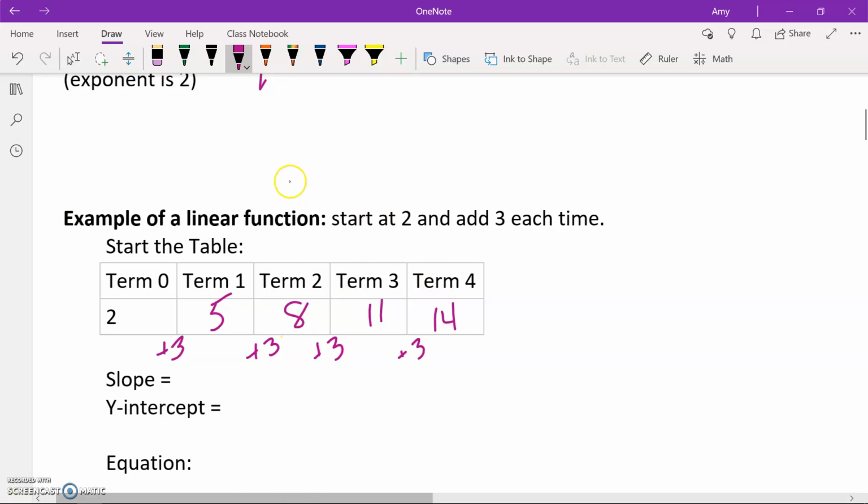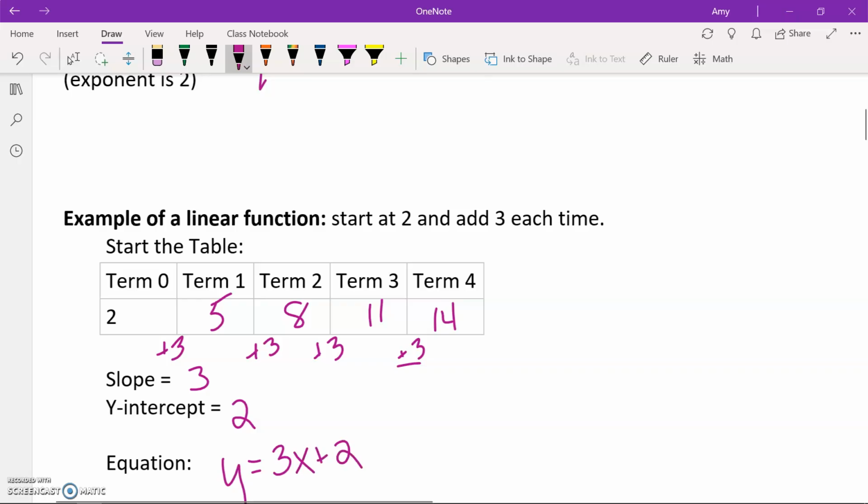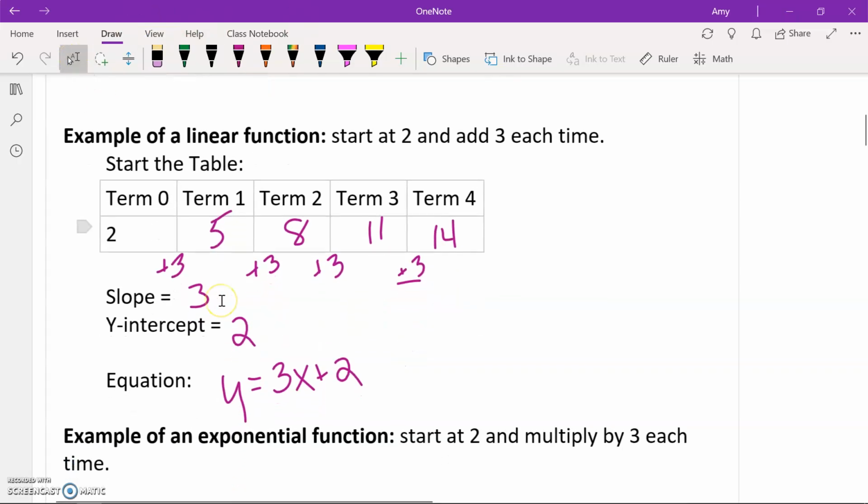Now, what is our slope in this type of linear function? How much is it changing each time? Well, each time it is changing by 3. And then we remember that our y-intercept is where it's starting. So the starting value of this is going to be 2. So we could write the equation y equals 3x plus 2 to get a linear function.